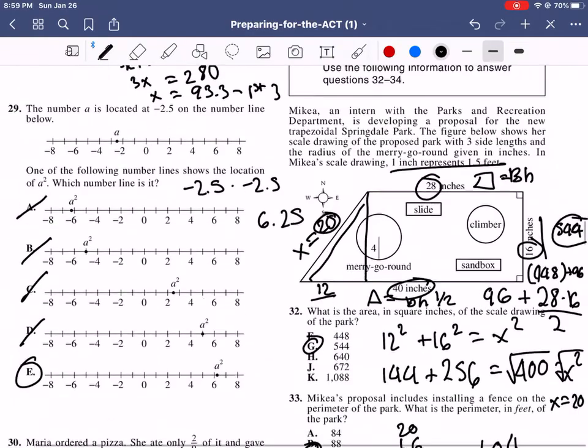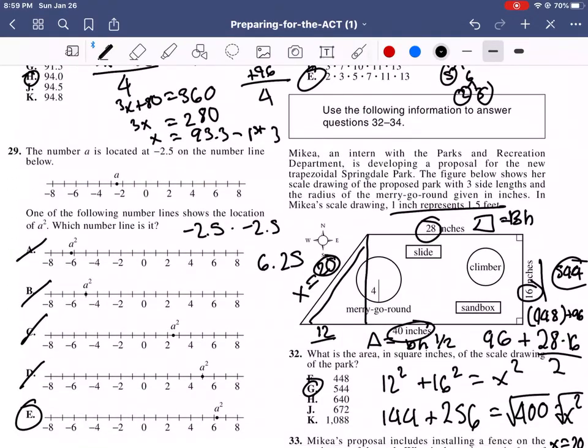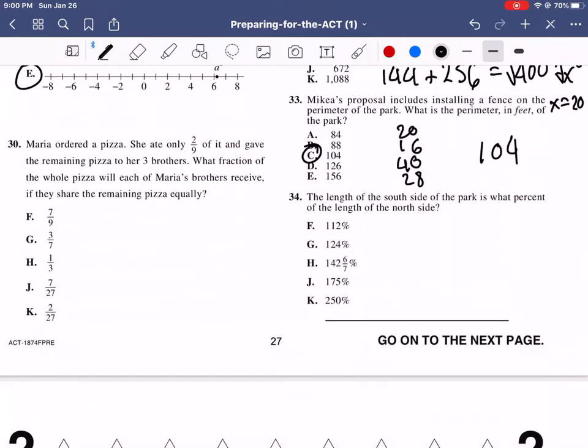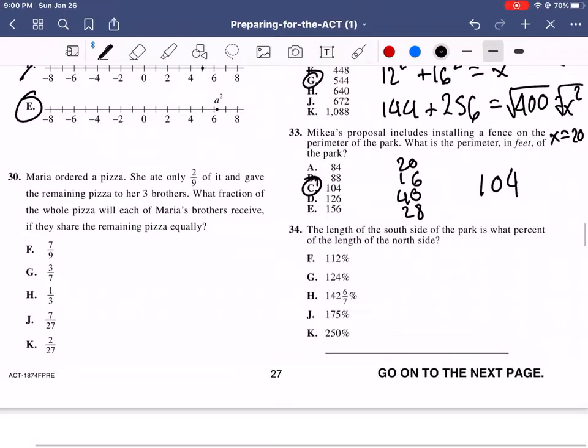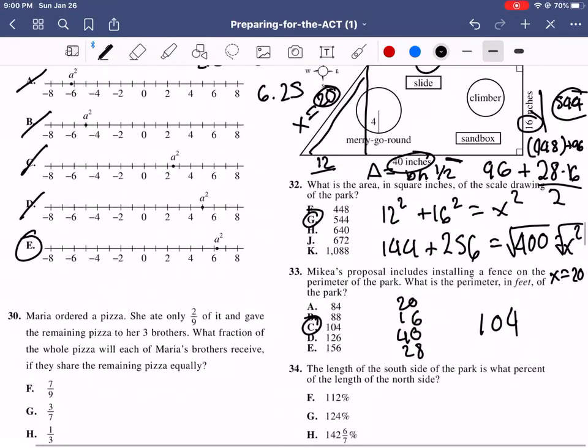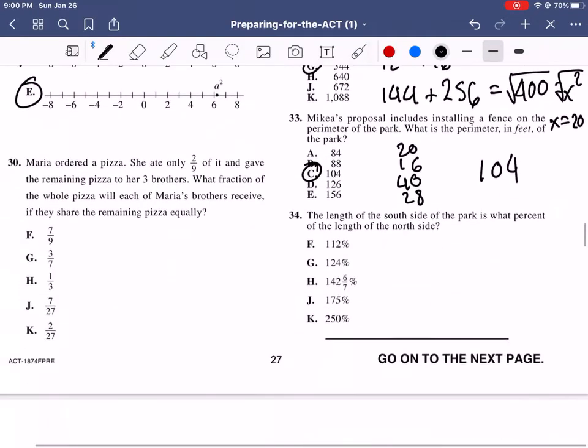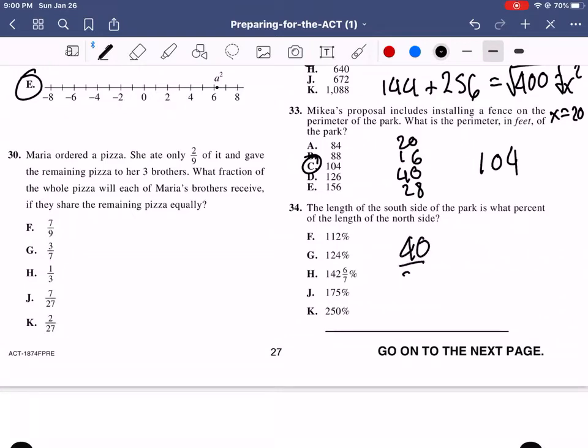South side and north side. So this is south side and this is north side. So what percentage is south side of north side? So south side is 40 and north is 28. So 40 over 28. That gives you a number. I'm not sure what that number is. I put it in my calculator. It's 142. Yeah, 143 if you round it. So it's H.